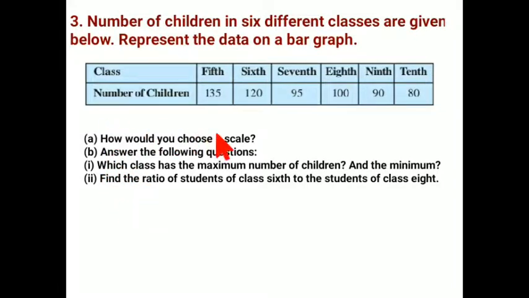So the first question is, how would you choose a scale? And part B, answer the following questions. Number 1, which class has the maximum number of children and which has the minimum? Number 2, find the ratio of the students of class 6 to the students of class 8.